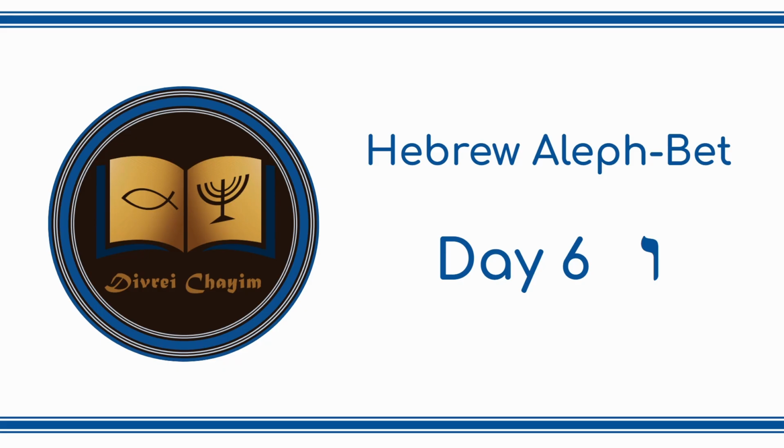Today you are going to be learning the letter vav. And vav makes the sound of the English letter V as in van. And yes, it makes the same sound as the letter vet. That is the bet without the dot in it. It makes the same sound. V as in van, V.